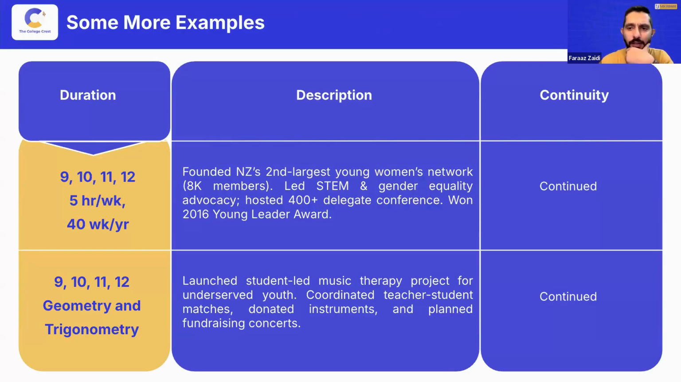I'll just read it again for the people maybe finding it a little bit too small in terms of text. So, founded New Zealand's second largest young women's network with 8,000 members, led STEM and gender equality advocacy, hosted 400 delegate conference, won 2016 Young Leader Award. This is another one: launched student-led music therapy project for underserved youth, coordinated teacher-student matches, donated instruments, and planned fundraising concerts. Right? So these are just to give you how a few more realistic activities look like.